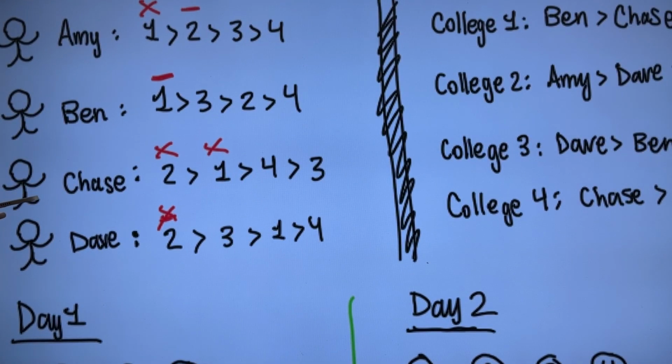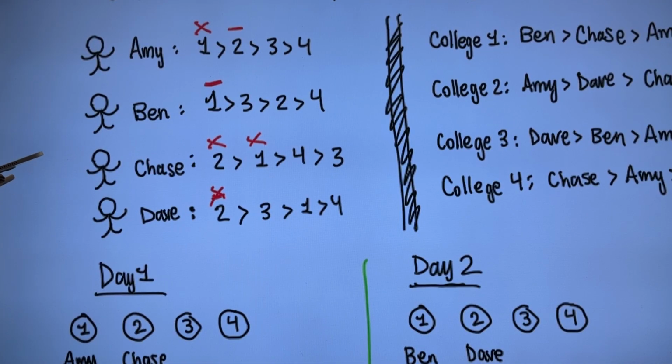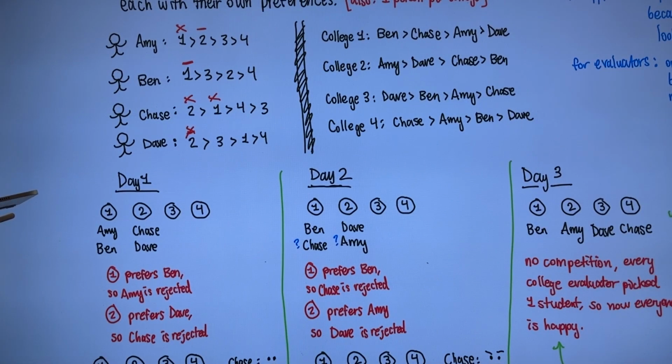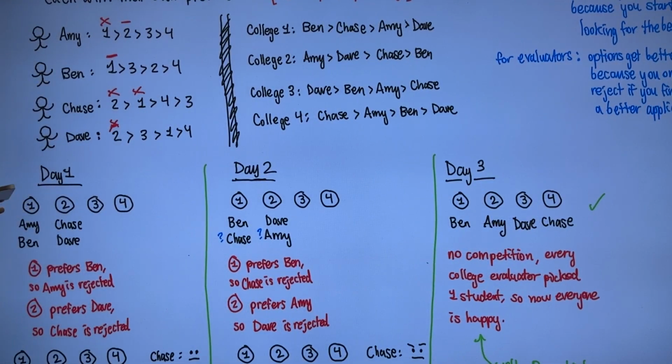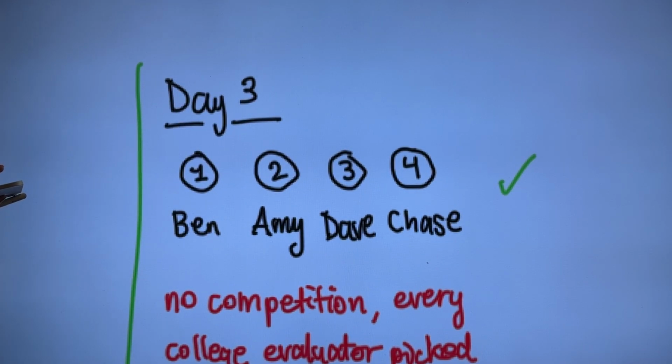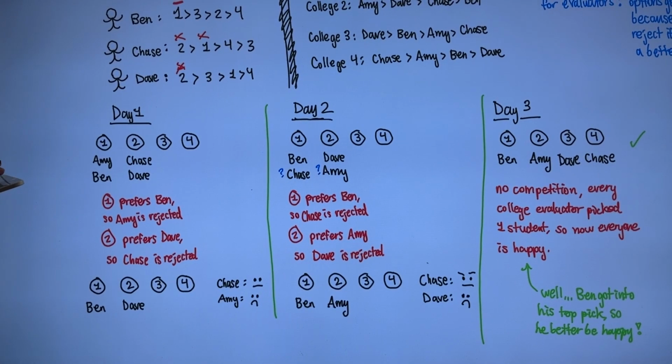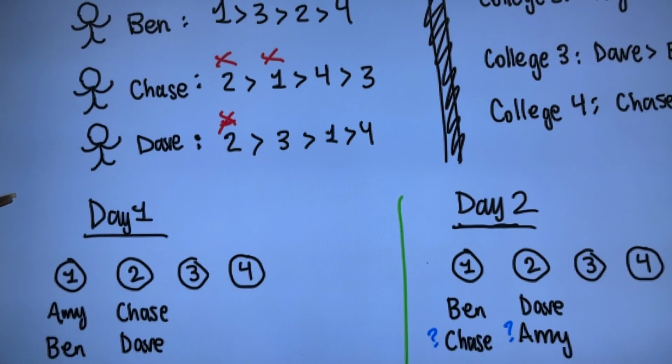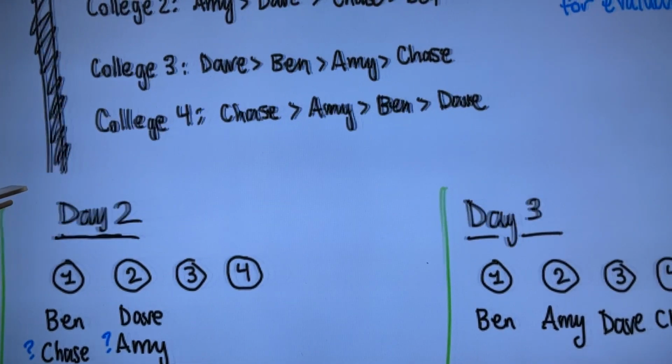Because Chase got rejected from college 1 and college 2, he's going to go to his next pick, which is college 4. Okay, so we're going to see Chase in college 4. Now, what about Dave? Well, he got rejected from his top pick of college 2. So he's going to go to the next pick, which is college 3. So let's see how that goes.